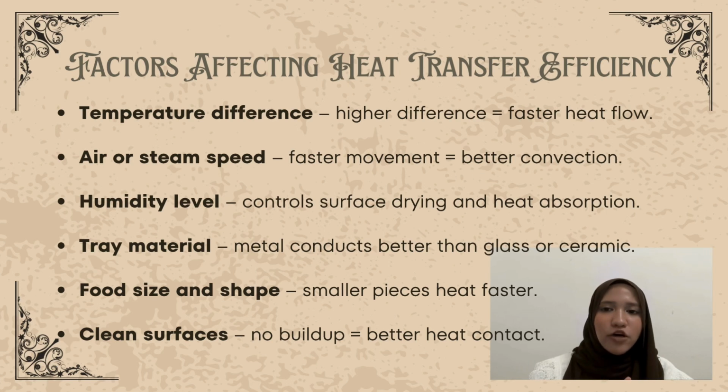Second is the speed of air or steam. Faster air or steam movement helps to spread the heat evenly. This is called convection. If the fan speed is high, the heat circulates better and the food cooks more evenly. Third is humidity level. Humidity controls how fast the food surface dries. If the humidity is high, heat is transferred better through steam. If humidity is low, the food may dry faster and cook differently.